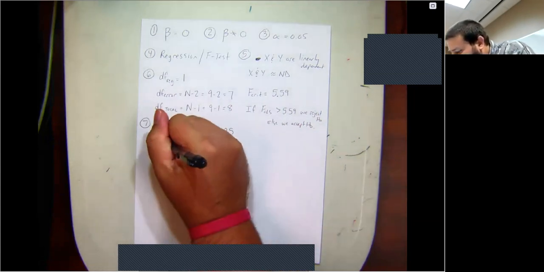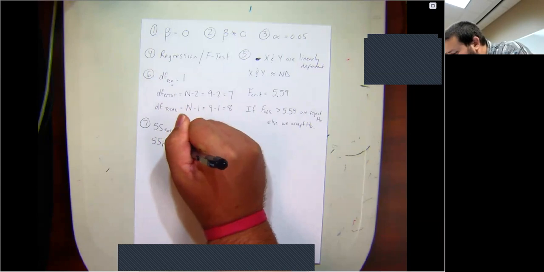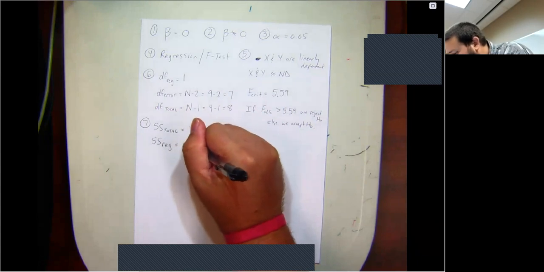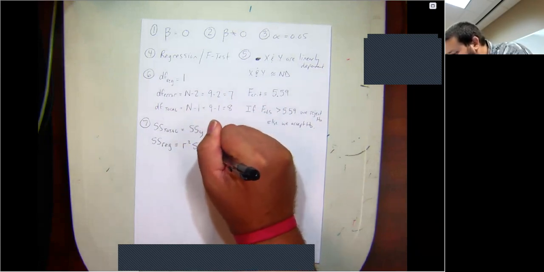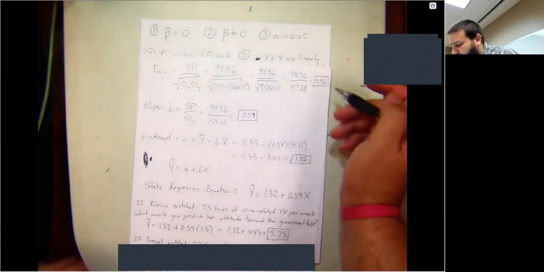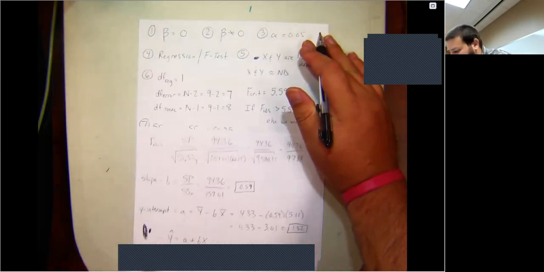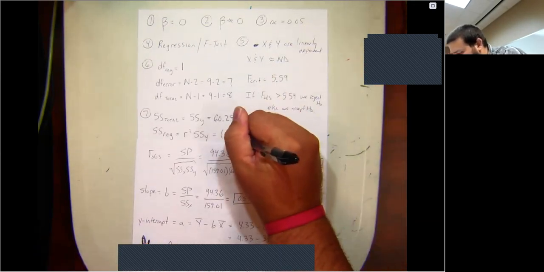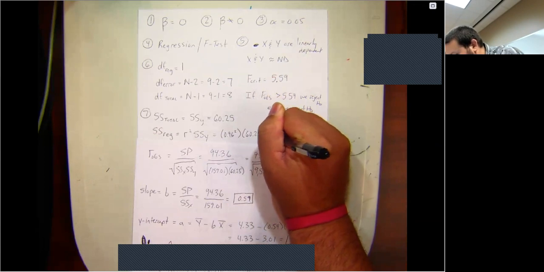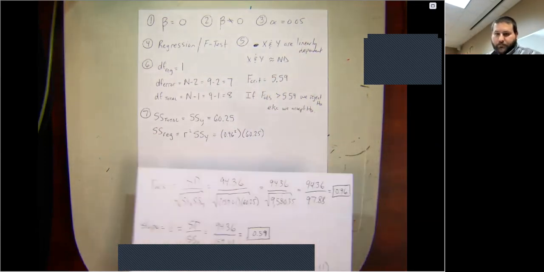Sums of squares regression is the one we're going to do next, which I'm just going to call sums of squares reg, and that is r squared times SSY. We have SSY above. R squared is just the correlation that we got when we tested the correlation between these two variables squared. Remember the correlation that we got up here is 0.96. So we're going to take that correlation and we're going to plug it in here, and we're going to square that correlation, and then we're going to multiply it by the product by 60.25.